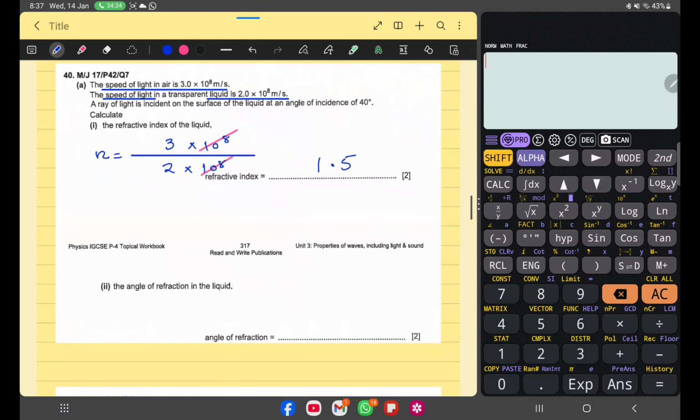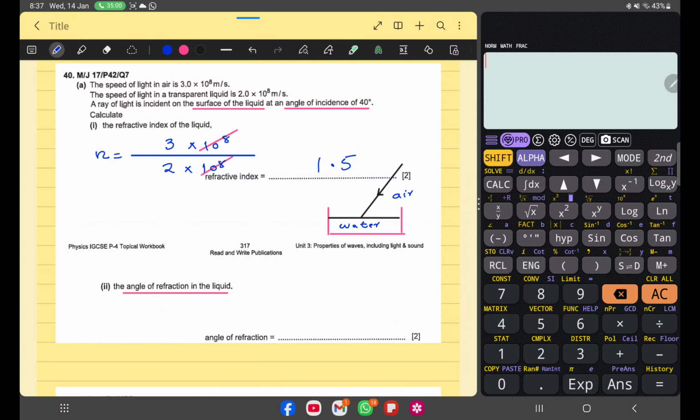Now that you have calculated the refractive index, we have one more question. The angle of incidence is 40 degrees and you calculate the angle of refraction. A ray of light is incident on the surface of a liquid. The light is coming from the air, and now it is entering into the liquid.